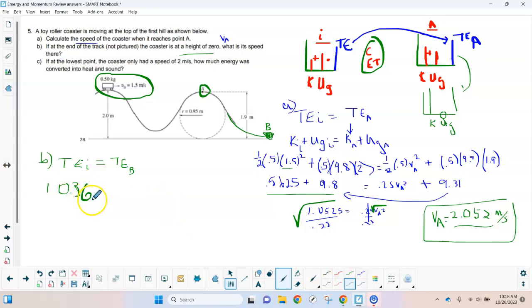So the total energy in the beginning is 10.3625. That's the total energy that I started with here at this position. And now it's all transferring into kinetic energy. So for kinetic energy, it'd be 1/2. The mass is still the same mass. That's supposed to be a 2. So the mass is still 0.5. But this time, this would be the velocity at B.